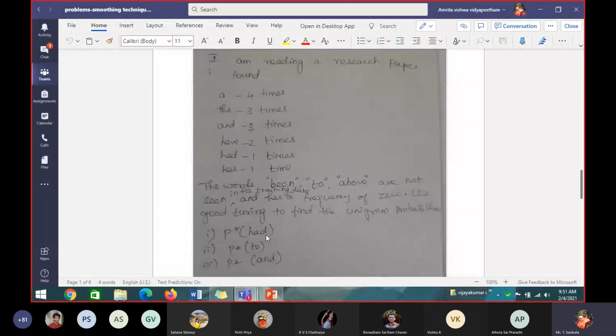So what is the formula for Good-Turing? C star is equal to C plus 1, N suffix C plus 1, divided by N suffix C. I told you to make a note in a notebook, right? Please tell me the formula. I have it in the next slide, but I don't want to show it. C star is equal to C plus 1, N C plus 1 divided by N C. Yes or no? So what is the C value for had here?